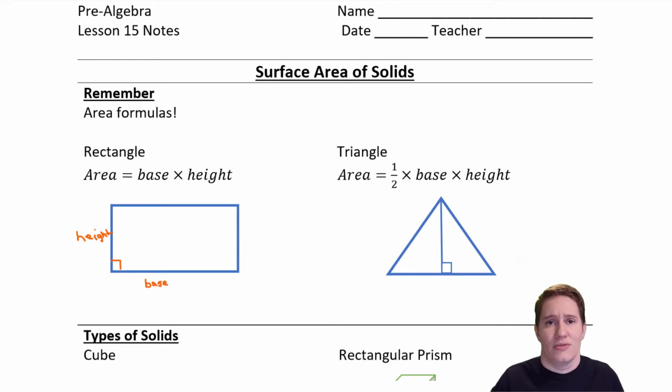For a triangle, it's an added step of timesing by a half, or if you would prefer to think of it this way, you do base times height and then divide by 2, whichever is easier for you.